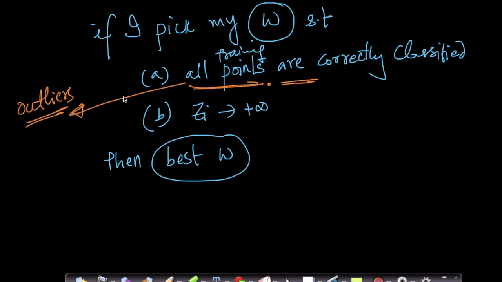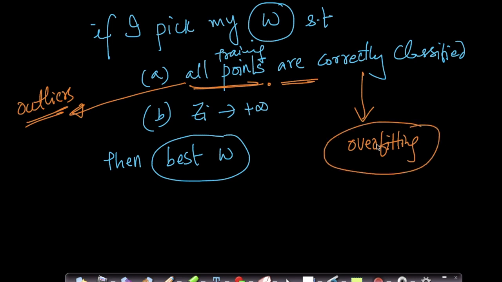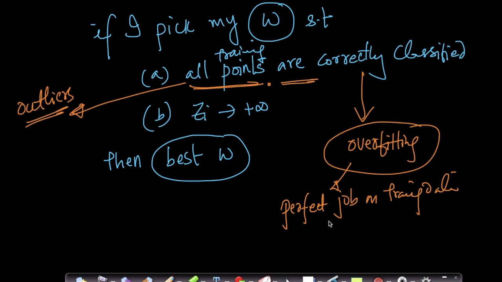Right? If all your training points are perfectly classified, whether they're outliers or not, such a thing is called overfitting, isn't it? What is overfitting? Overfitting basically means that you're doing a perfect job on training data, which doesn't guarantee that you'll do a good job on test data, by the way. It doesn't necessarily mean that, right? So that's a problem we have.